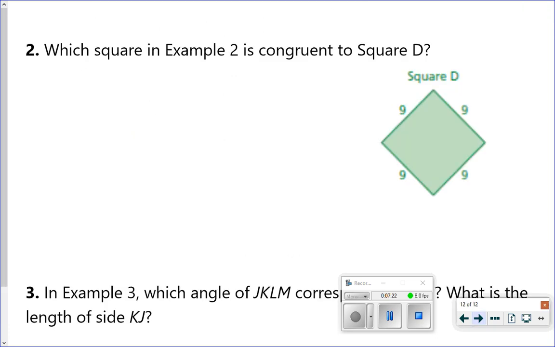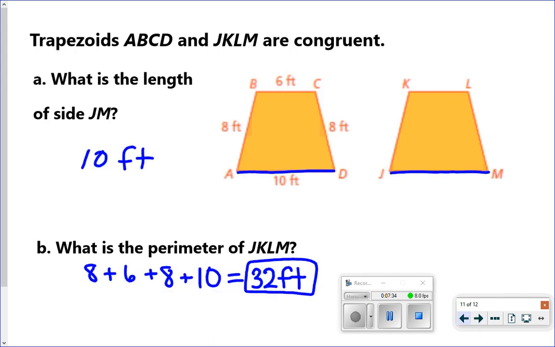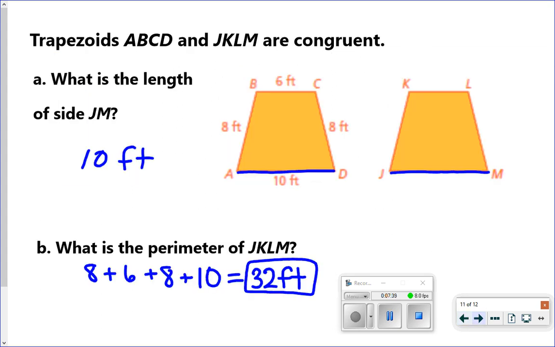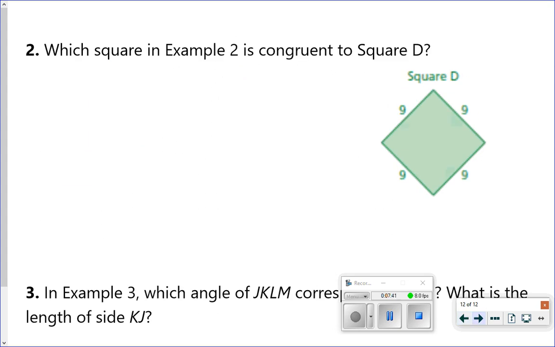All right, go ahead and pause the video and try these next two problems. For 2, which square in example 2 is congruent to square D? If I go back to example 2 here, square B is the one that has the side lengths of 9. So that's the one that I'm going to have here that's congruent. The side lengths are the same and the angles are the same, square B.